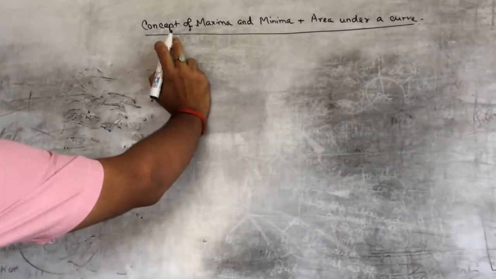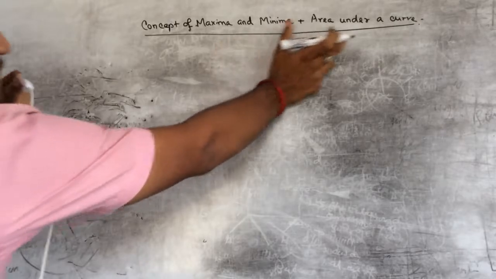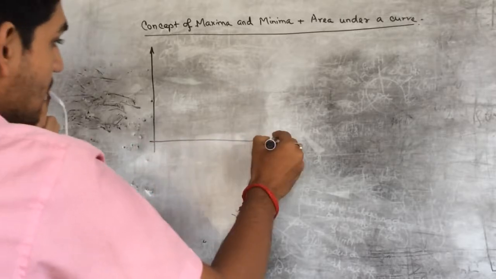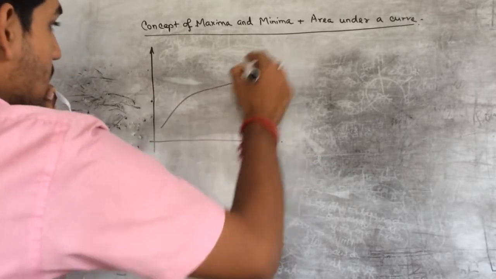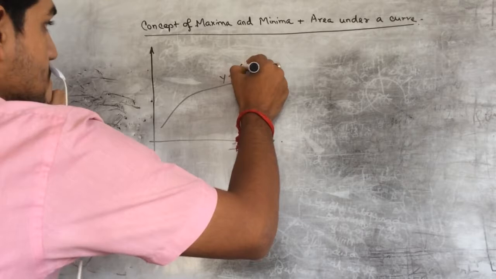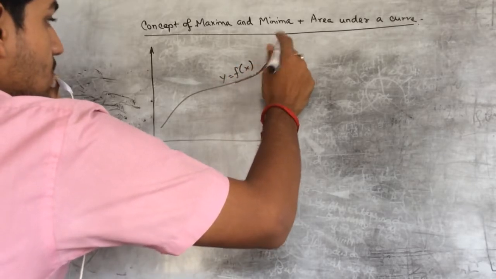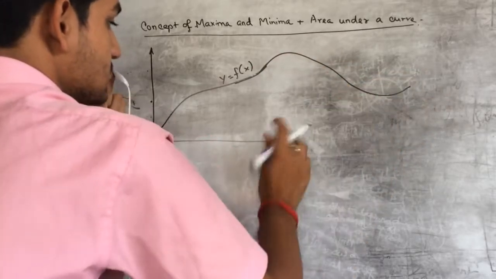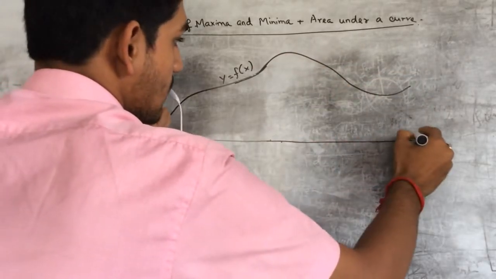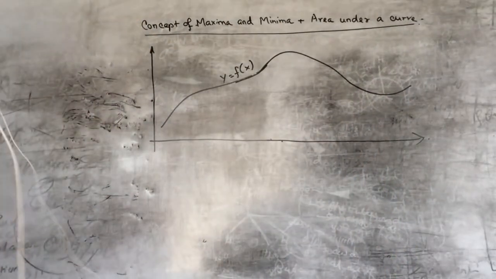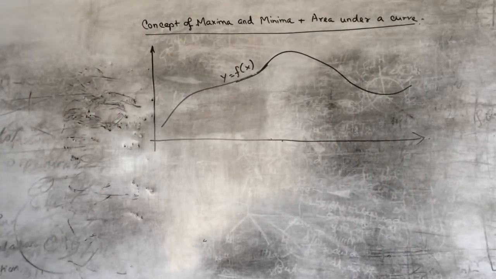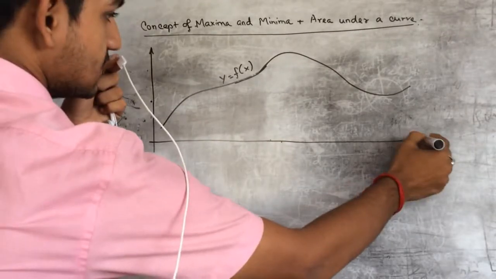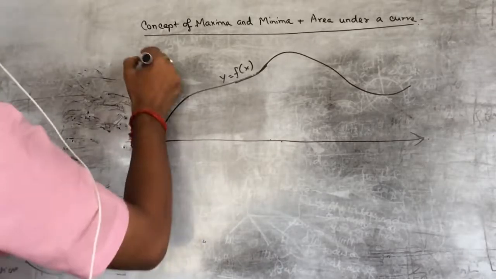We are going to discuss the basic concept of maxima and minima of a function and area under the curve. So now let us draw a function y equals f(x). Let's say the function is like this. From our previous lectures we discussed the concept of slope, and we need to analyze the slope of the function at different points.